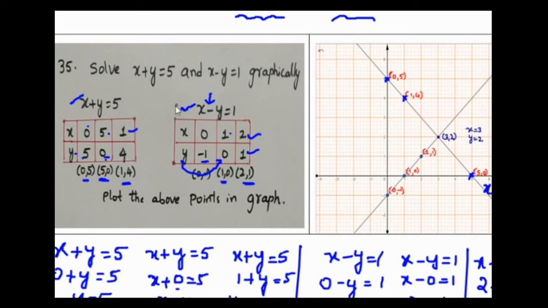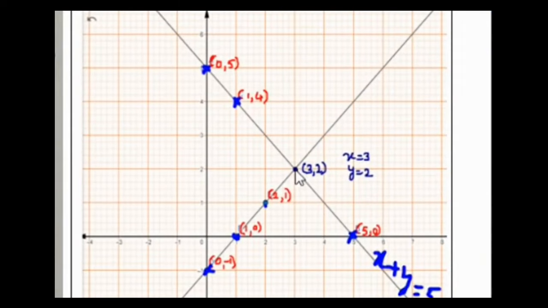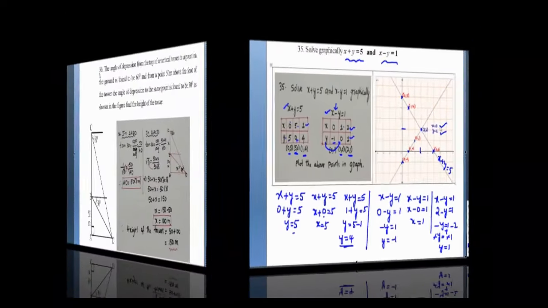Now we'll plot the other straight line using the point 0 minus 1. 0 minus 1 lies on y axis, 1 comma 0 on x axis, and 2 comma 1, x is 2 and y is 1 here. And we will draw a straight line touching all the 3 points, and these two lines are intersecting at the point 3 comma 2, on x is 3 and y is 2. So the solution is x value is 3 and y value is 2.